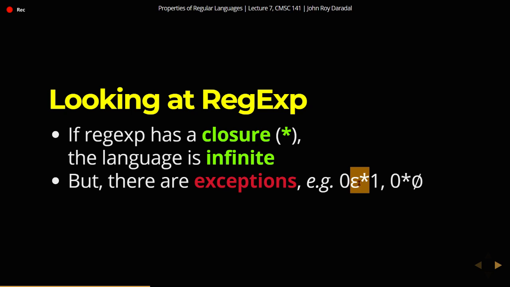Because no matter how many times you take an empty string, it's still empty. And then if you have 0 star null, you concatenate the 0 star, which is infinite, with null, which is the annihilator for concatenation, then this will also produce null, right? Remember, because you cannot concatenate a language with null. So if you concatenate the two, it will produce null language as well.